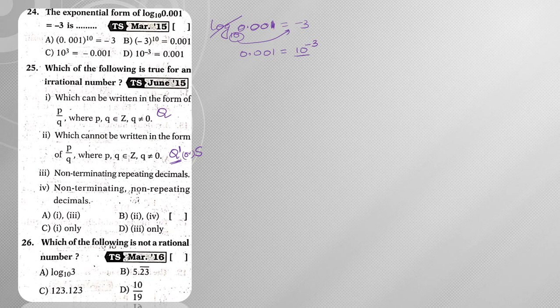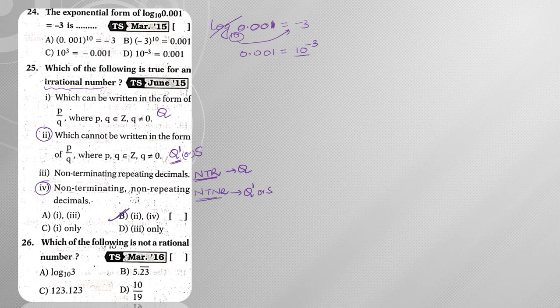Next, what is this non-terminating repeating decimal? So this is NTR, right? NTR means it is a rational number. Here NTNR. NTNR is nothing but an irrational number. So what is the question he asked about? About irrational numbers. So option 2 and option 4 will satisfy the conditions of irrational numbers. So option B will be my answer, option 2 and option 4, right?